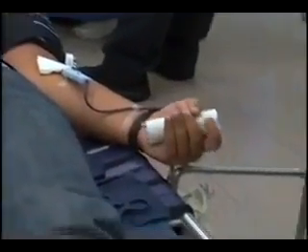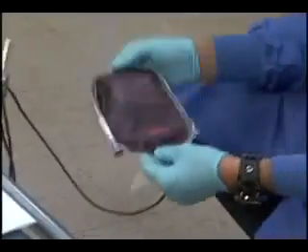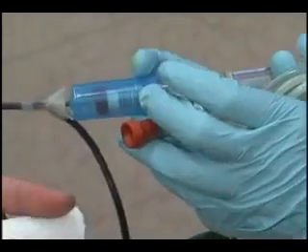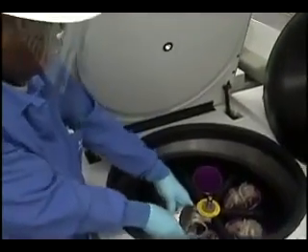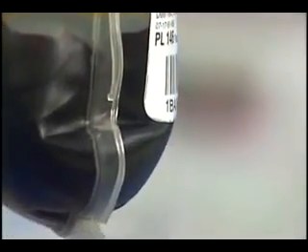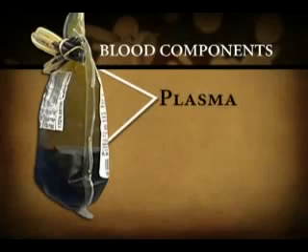Blood is considered a fluid connective tissue that functions to distribute substances critical to life to cells throughout the body. If we take a unit of blood and spin it in a centrifuge, it will separate into its basic components. At the top is a fluid called plasma that represents about 55% of our total blood volume.